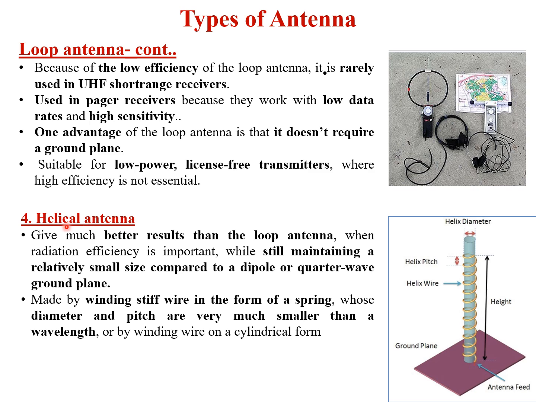And the fourth type is the helical antenna. The helical antenna gives better results than the loop antenna when radiation efficiency is important, while still maintaining a small size compared to a dipole or quarter wavelength ground plane. It is made by winding a stiff wire in the form of a spring whose diameter and pitch are very small compared to the wavelength, or by winding a wire on a cylindrical form.